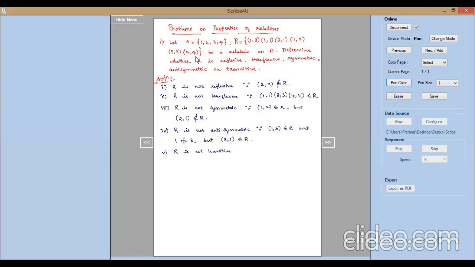R is not transitive because (3, 1) belongs to R and (1, 2) belongs to R. But this is ending with 1 and this is starting with 1, so (3, 2) should have been in R. (3, 2) does not exist in R. That is why it is not transitive. If it is not satisfying for any one such ordered pair, we still conclude it is not transitive. So this is all about that.